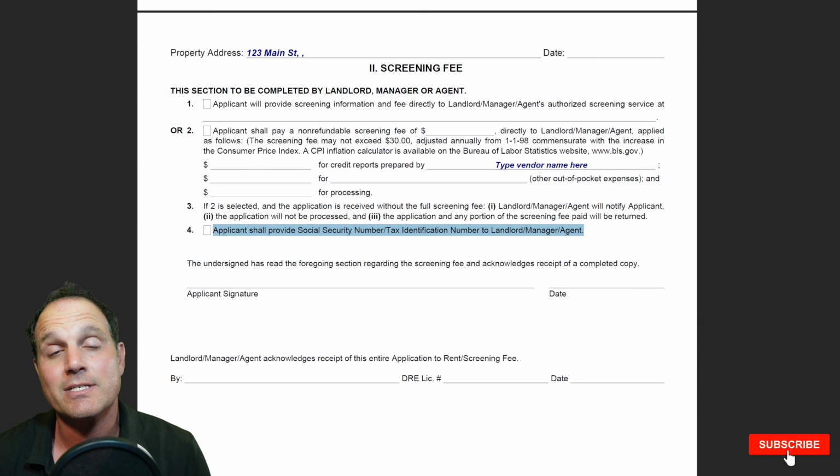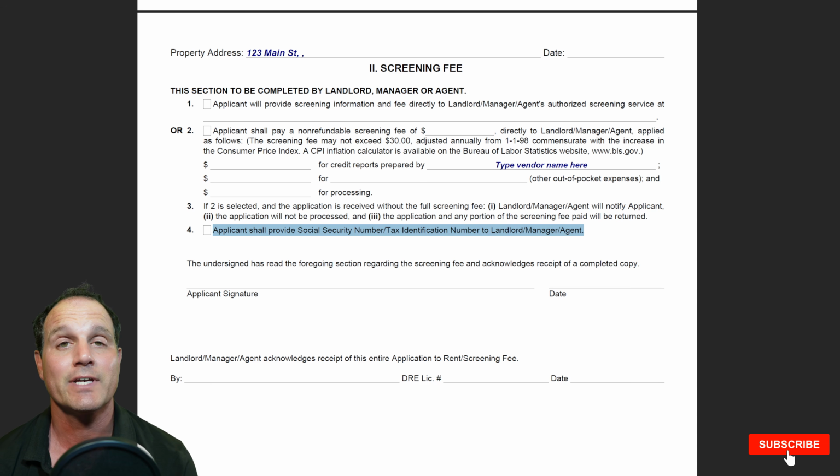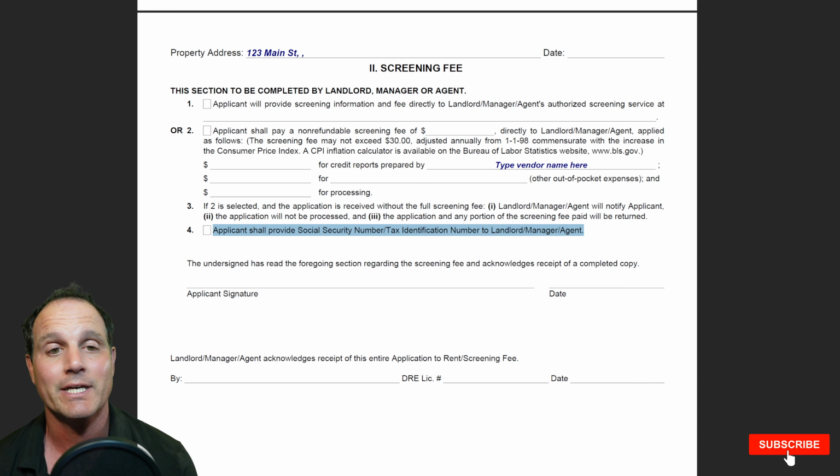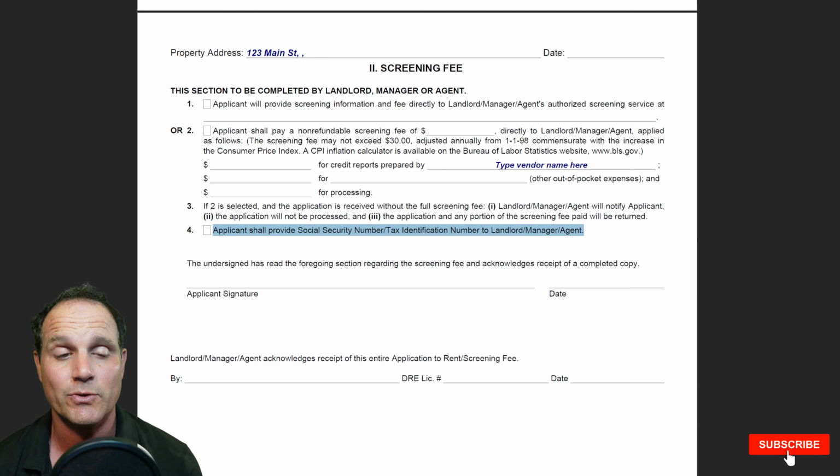And this section addresses the social security number or tax identification number. We used to have it on page 1 of the application. Now the tenant can go ahead and enter that number directly into the screening service. If number 4 is checked, the landlord can request that number, and they would check this box here in order to do that.